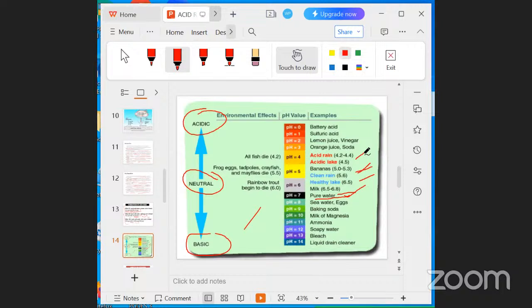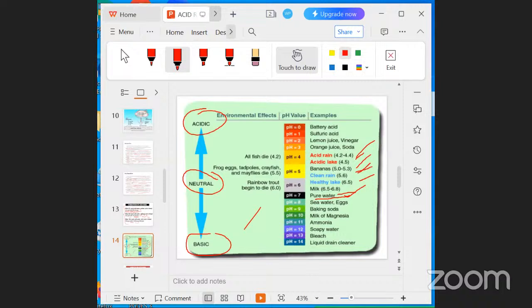However, when rain combines with sulfur dioxide or nitrogen oxides produced from power plants and automobiles, the rain becomes much more acidic. The typical acid rain has a pH value of 4. A decrease in pH from 5 to 4 means that the acidity is 10 times greater.